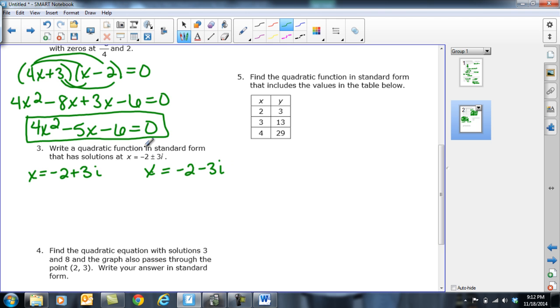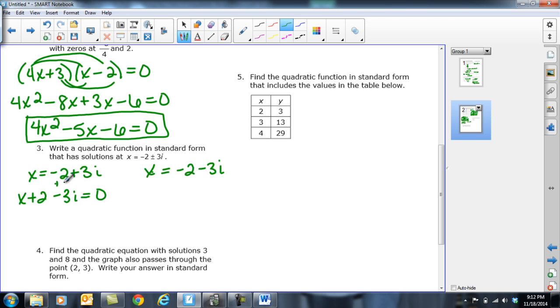Now, just like I did with this one and with number 1, I need to make these equal to 0 so that I can multiply the two factors together. Well, to do that, I have to add 2 and I have to subtract 3i. So this becomes x plus 2 because I added this 2, and then minus 3i because I subtracted the 3i, and that equals 0.